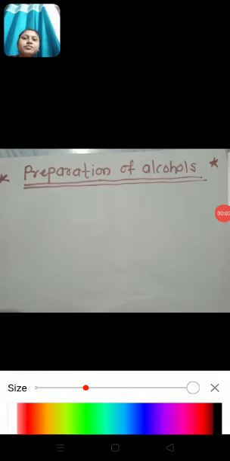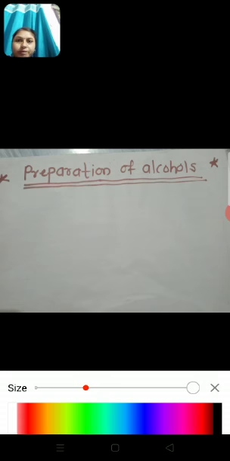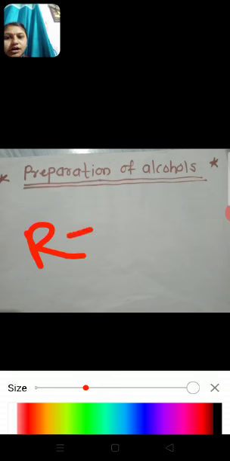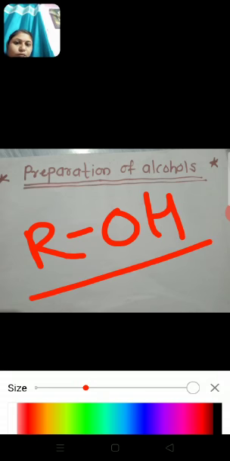Hello student, today we are going to discuss the preparation of alcohols. What are alcohols? Alcohols are hydroxy derivatives of alkane. This is one of the definitions of alcohol.